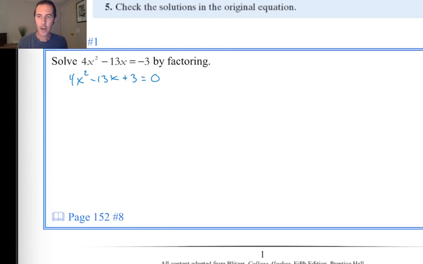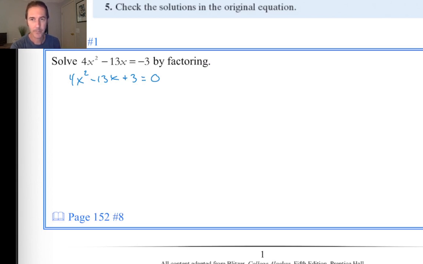Great. Now, one of the big challenges in factoring arises when the coefficient on x squared, the a value, you might say, is something other than 1. In this case, it's a 4. If you could divide the entire equation by 4 in order to sort of cancel out the 4 and turn it into a 1, that would be great. Unfortunately, in this problem, the negative 13 and the positive 3 are not divisible by 4, so it's not really a good option.